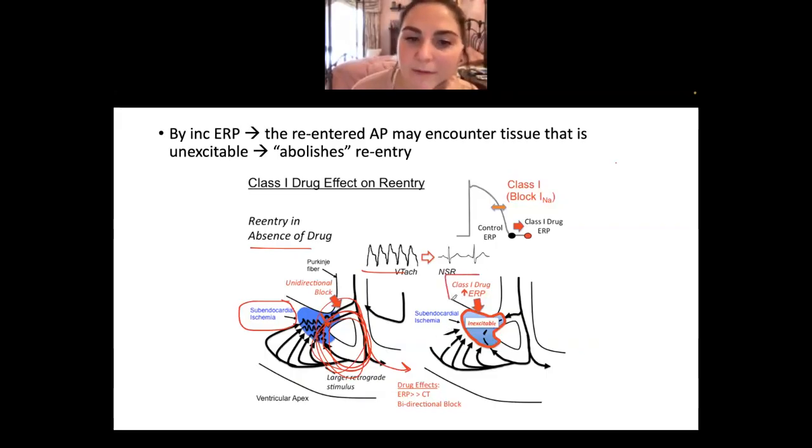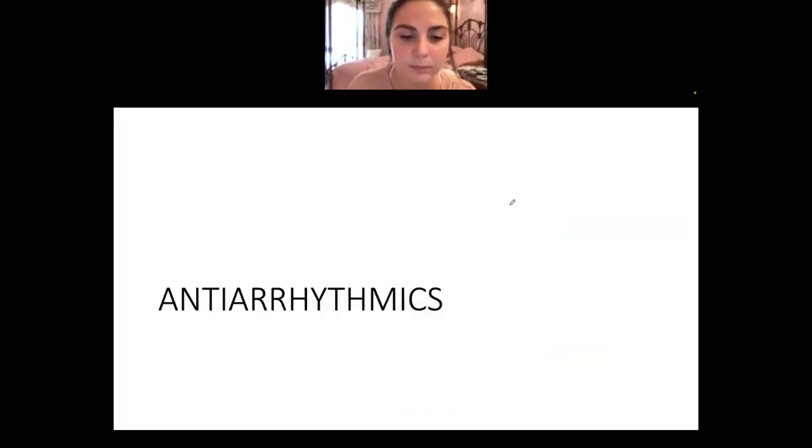But let's say we have this patient with the ischemia, but we give them a class 1A. I want to say 1A. We give them a class 1A because that's going to block your potassium channels as well. And that's going to make this now unexcitable. You're going to abolish this unidirectional block. Even if it comes back around, it can't activate another action potential because the action potential is out here and you can't hit it. You can't start another action potential when it's all the way out here. Okay.